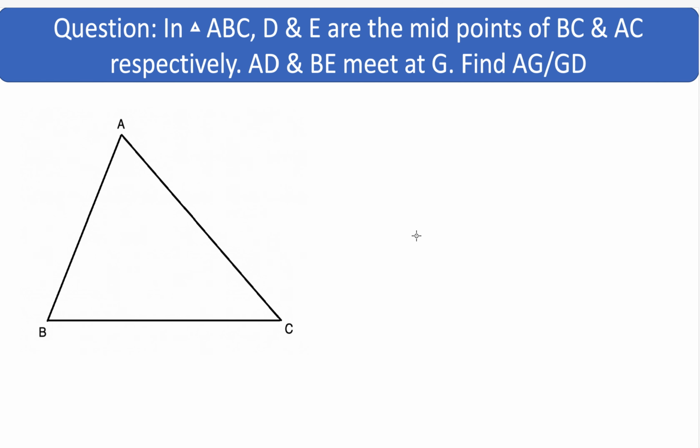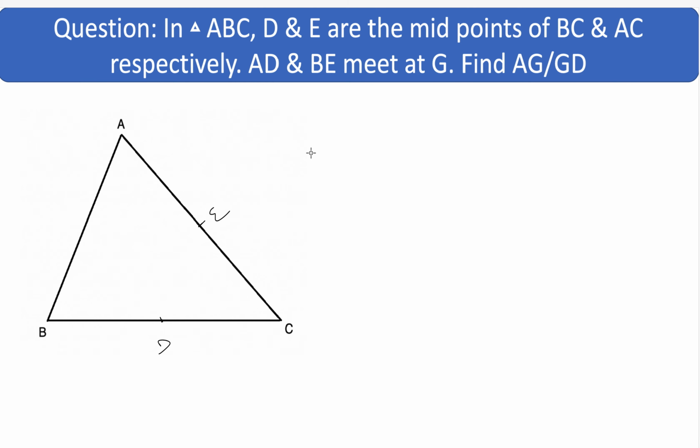Coming to our next question, the two or three which we have discussed till now were very basic questions. Now coming to some real similarity questions, real CAT-based questions, CAT level questions. In triangle ABC, D and E are the midpoints of BC and AC. So D is the midpoint of BC, E is the midpoint of AC.